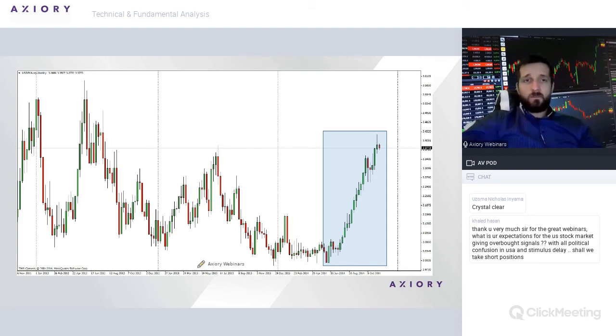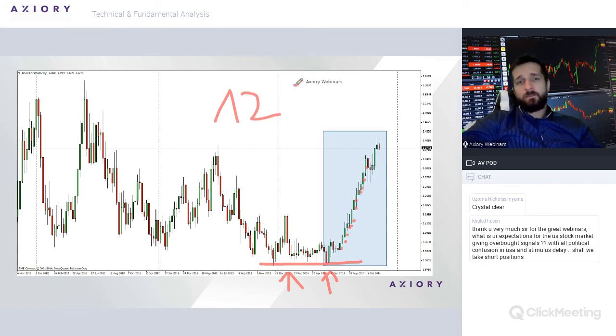Look at the power of trends. I remember this situation very clearly. This is American dollar to Polish zloty. The price was bouncing from a crucial horizontal support. This is a weekly chart, and look at this: 1, 2, 3, 4, 5, 6, 7, 8, 9, 10, 11, 12. 12 weeks of upswing in a row.